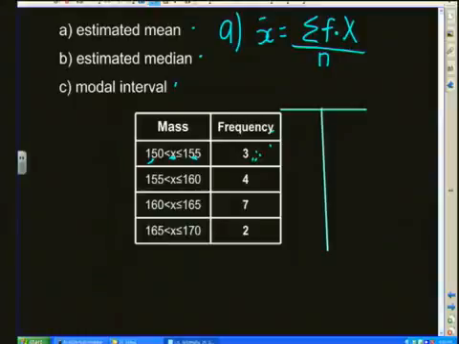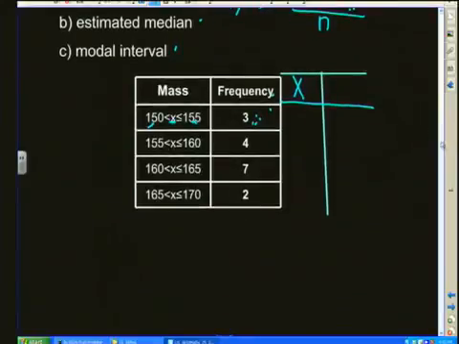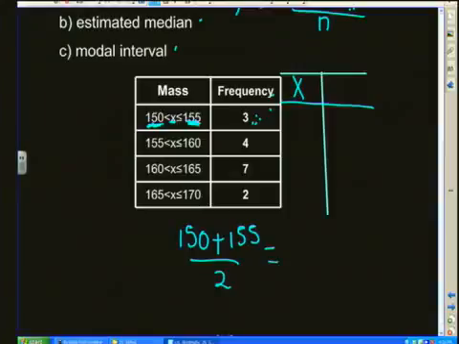Now I've just included 2 more columns here because we need to put in our midpoint, and then we need to work out a column for the sum of all of those values. So our midpoint, which we're going to call capital X, how do we work that out? You simply take the end points of your intervals and you divide by 2. So the first one is going to be 150 plus 155 divided by 2.